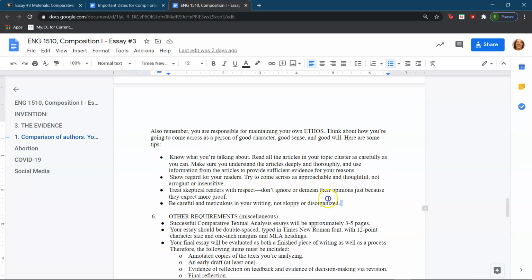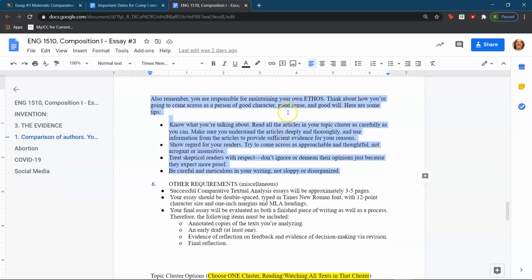You are also responsible for maintaining your own ethos for this final paper. And keep in mind, this third paper is worth 20% of your final grade. Think about how you're going to come across as a person of good character, good sense, and goodwill. And here are some tips. You want to know what you're talking about. So you have to read all the articles or sources within your topic cluster as carefully as you can. And you want to make sure you understand the articles deeply and thoroughly and use information from the articles to provide sufficient evidence for your reasons.